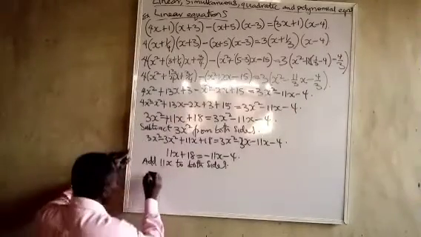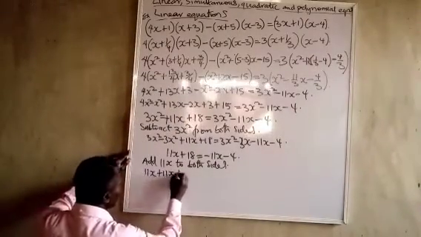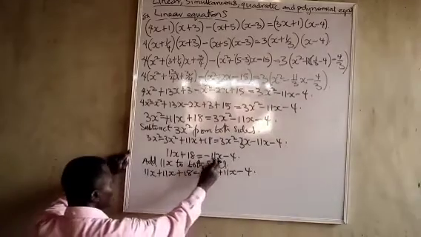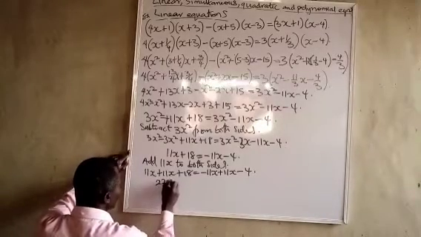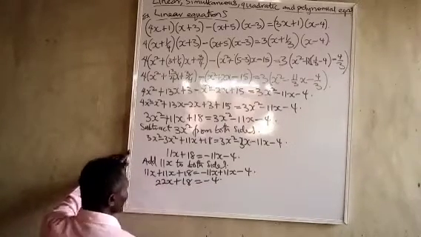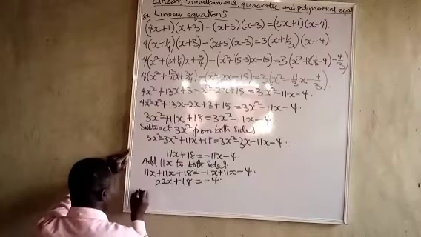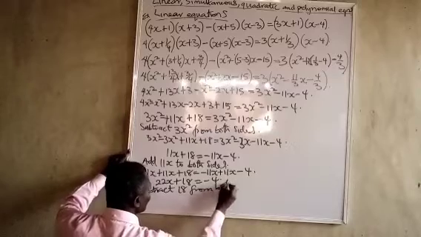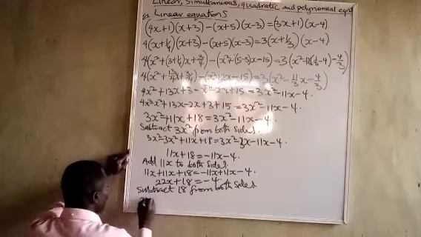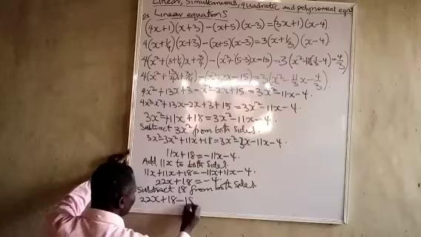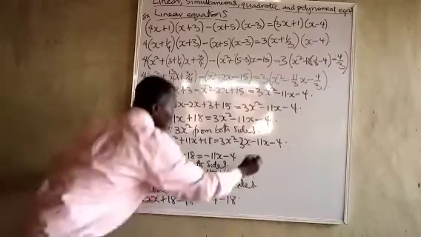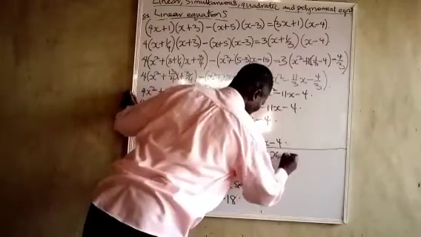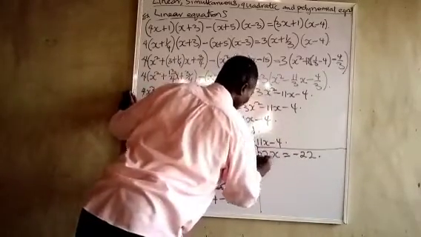So what do I have? 11x plus 11x plus 18 is equal to minus 11x plus 11x minus 4. That 11x is added to neutralize this one. So I have 22x plus 18 is equal to minus 4. Now, to remove this 18 from this side, what do I do? I subtract 18 from both sides. So what does that give me? 22x plus 18 minus 18 is equal to minus 4 minus 18. So the next thing now is I have 22x is equal to minus 22.